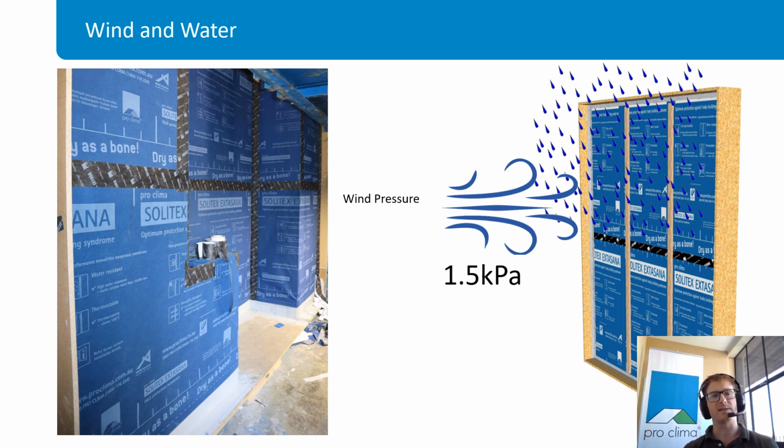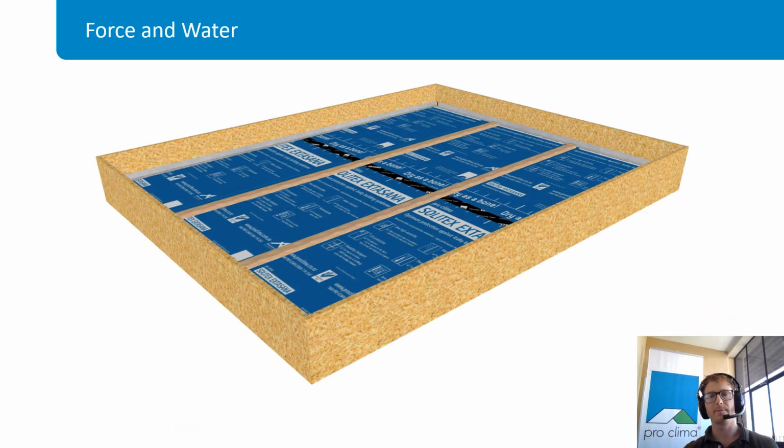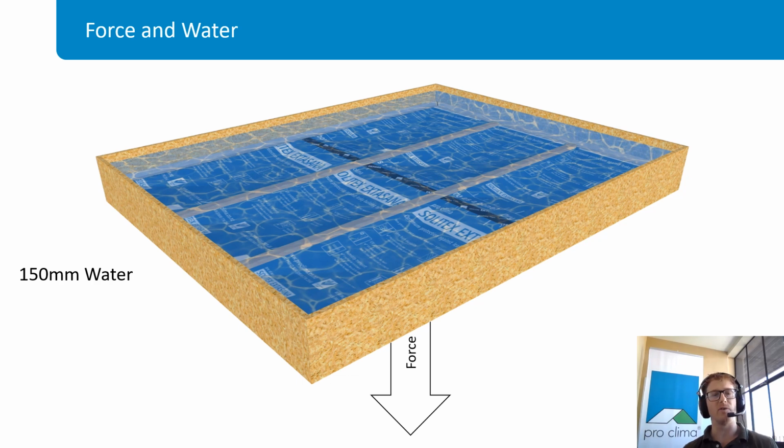If we were to test just the weather-resistant barrier under this system, essentially what we would be testing is something that looks like this, where you lay the system flat, and then we put 1.5 kilopascals of pressure onto that. Essentially what we're looking at is 150 millimeters head of water, 150 millimeters depth of water, forcing water down, trying to force the water through any gaps and cracks and imperfections in that WRB system.